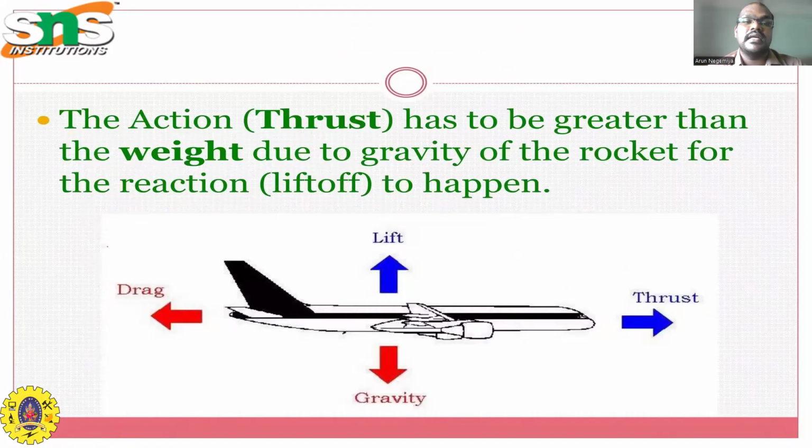Next, thrust is greater than the weight due to gravity. The thrust is found in the forward direction. The weight is found in the downward direction. The weight generally depends on the gravitational force.